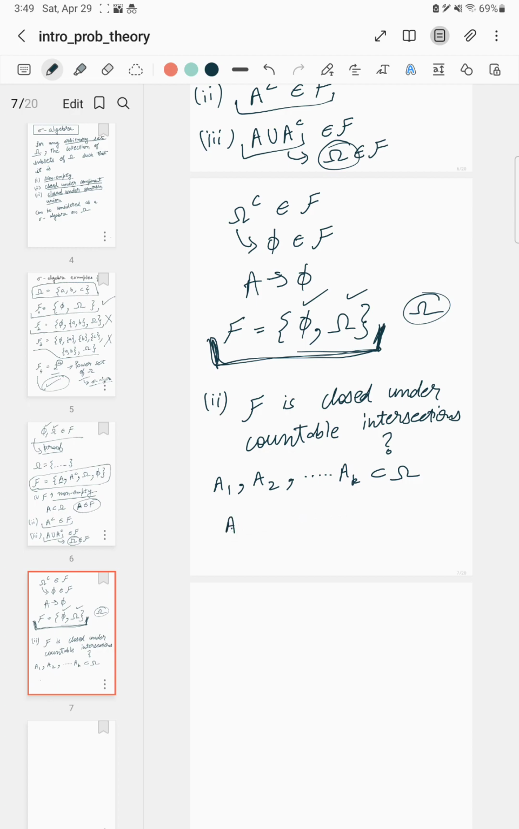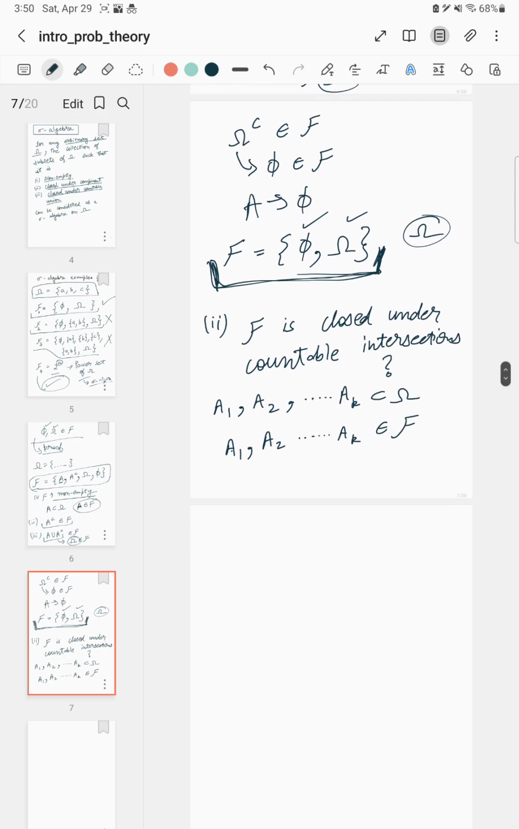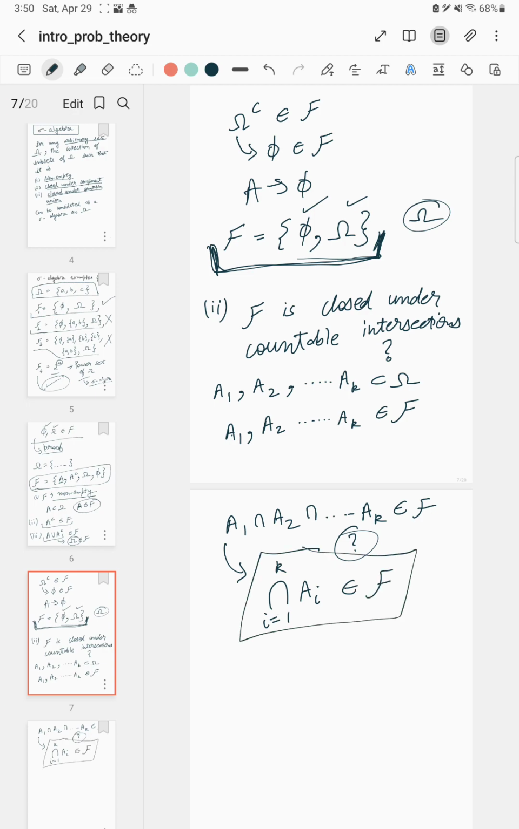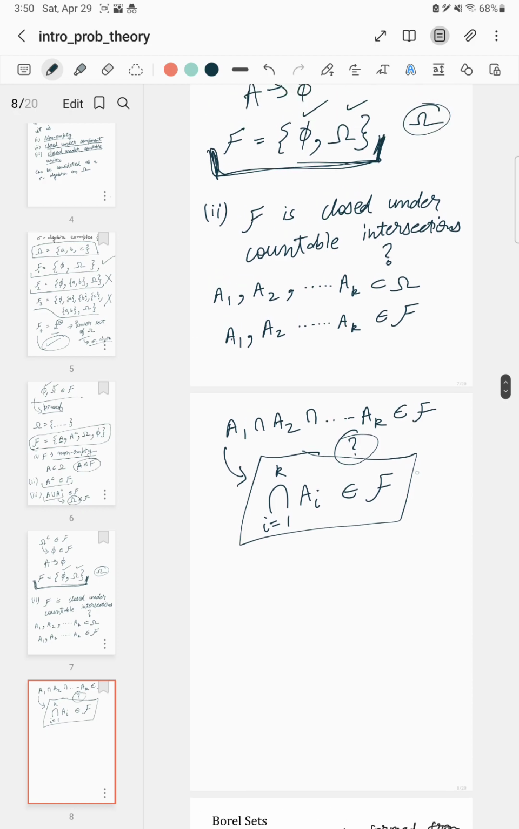Sorry, I also forgot to mention that A1, A2 and all of these subsets AK, let's say all of them are a part of sigma algebra F as well. So now A1 intersection A2 intersection AK should also be a part of F. So why is that? You can also write it in this terminology: the intersection over i equals 1 to K of Ai belongs to F. Okay. Now let's see why is that.